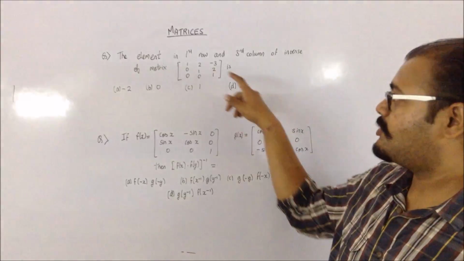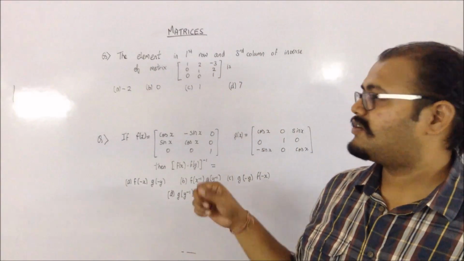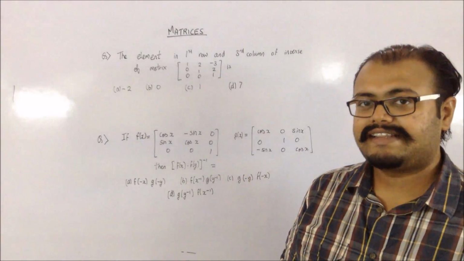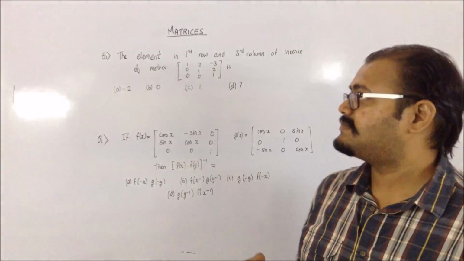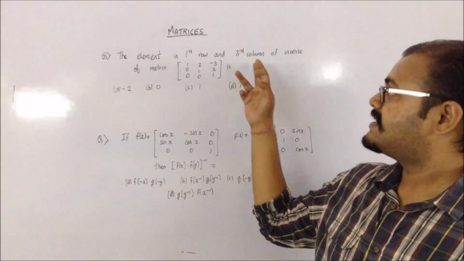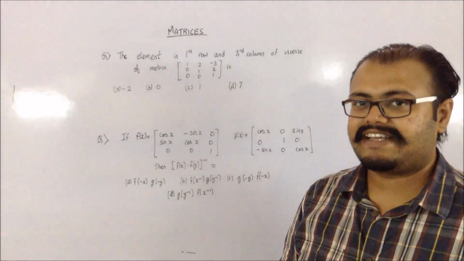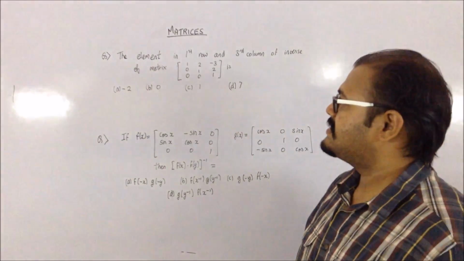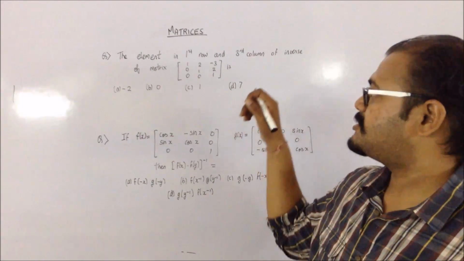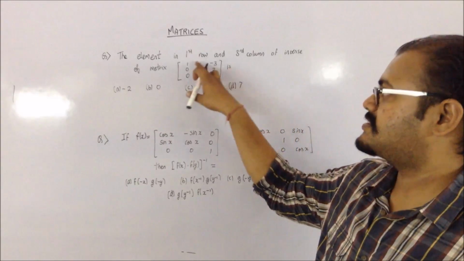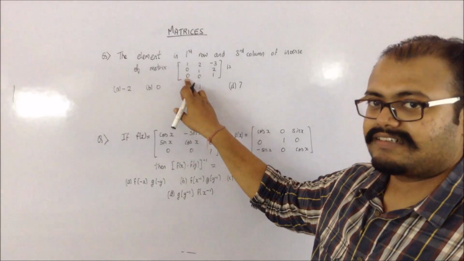So basically if you want to find the element present in my first row and third column of the inverse, then you have to find the cofactor of the element which is going to be present in my third row, first column. You have to do this because you are taking the transpose. So it's in the third row, first column. So this is that element.